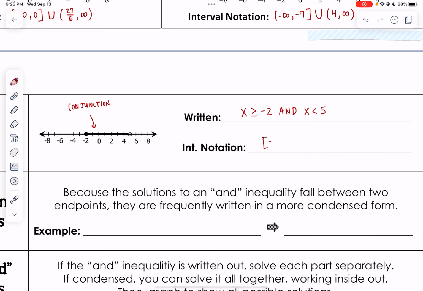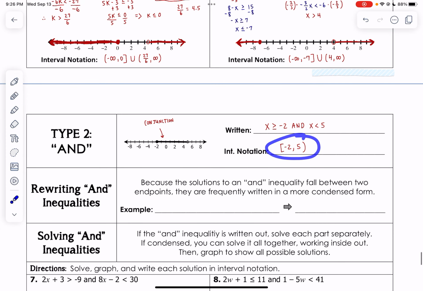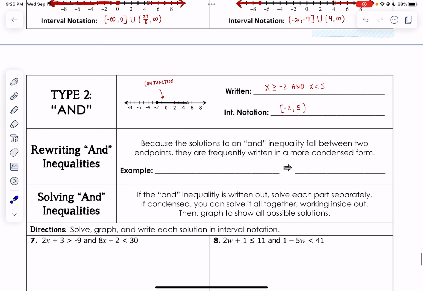bracket -2, and we go all the way to 5. And we put a parenthesis around the 5 because that value isn't included. So that's pretty much it for the interval notation. So let's go ahead and go over to the next section.